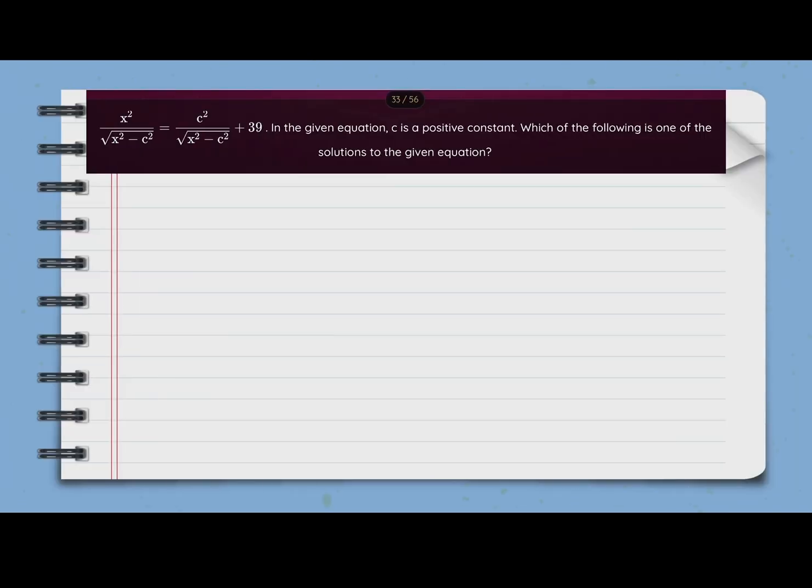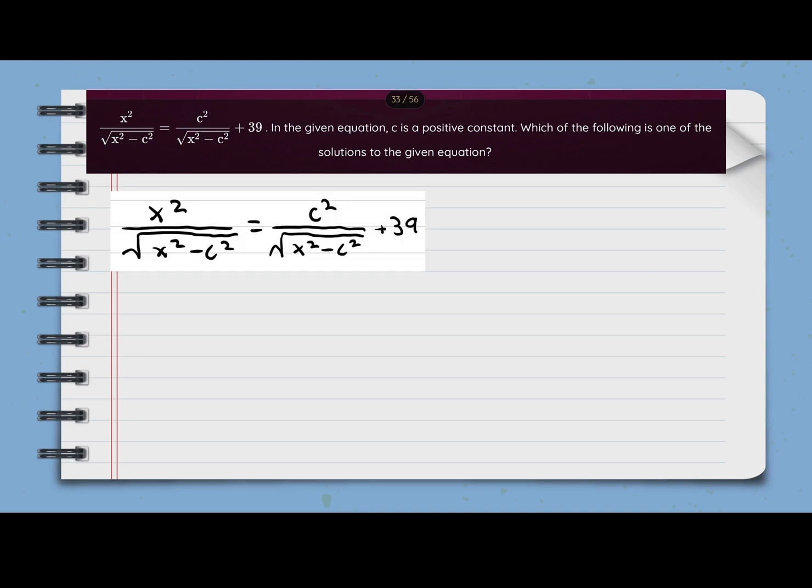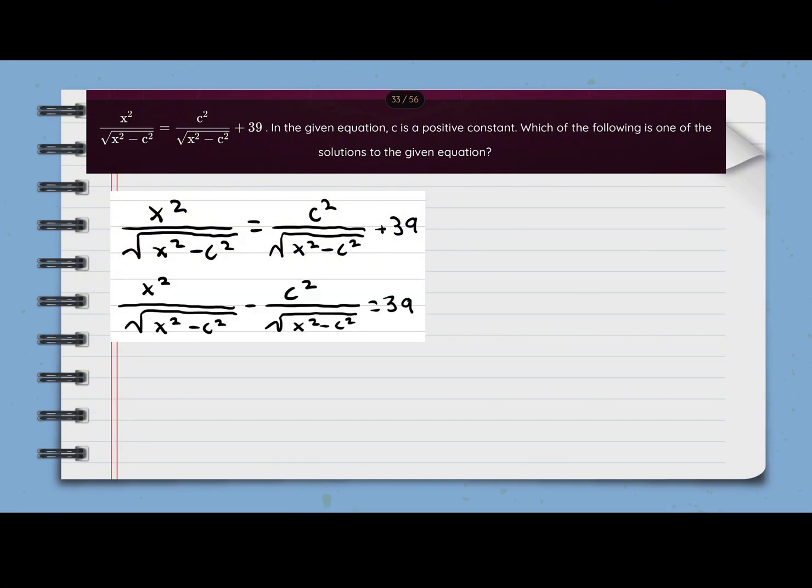So again, we just want to move all our variables to one side for this question. So we'll subtract that c squared over root x squared minus c squared, meaning we're just isolating the 39. And again, we have the same denominator here, so we can simplify the equation by putting x squared minus c squared on the numerator.